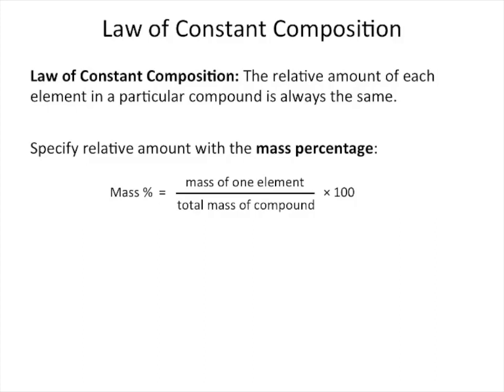And on our way there, conceptually, we can think first about the law of constant composition, which is that the relative amount of each element in a particular compound is always the same, and this is a good excuse for us to introduce mass percentages. So a mass percentage is a fairly simple concept. You have the mass of one element divided by the total mass of the compound times 100. It's just like every other percentage.